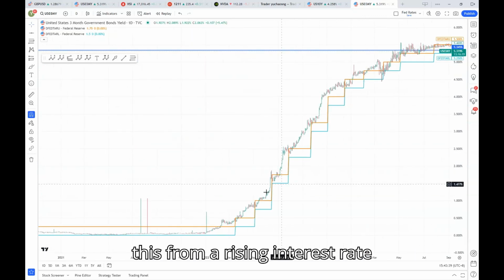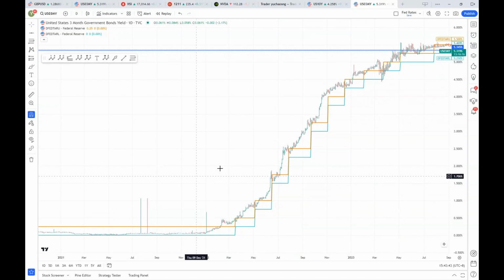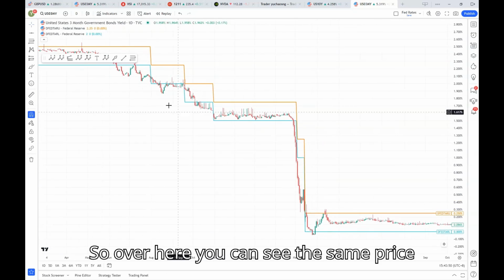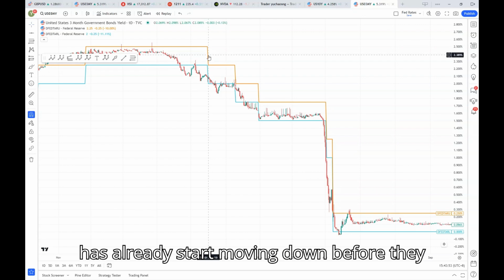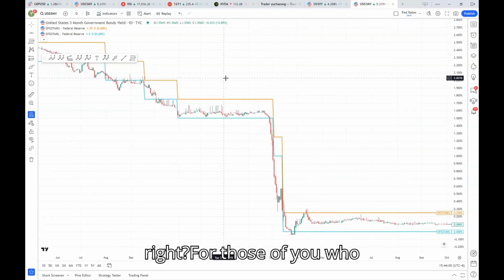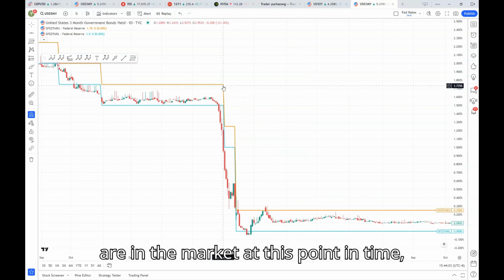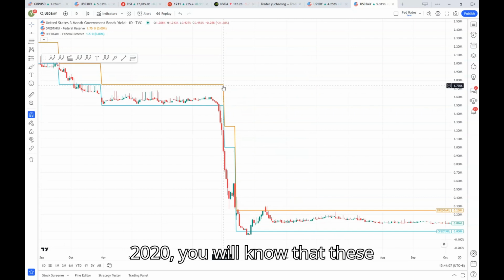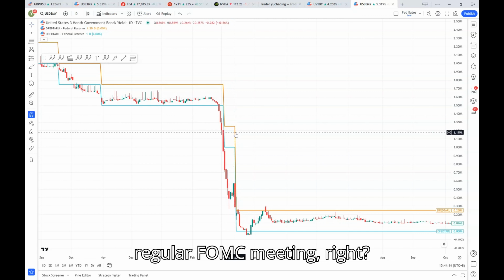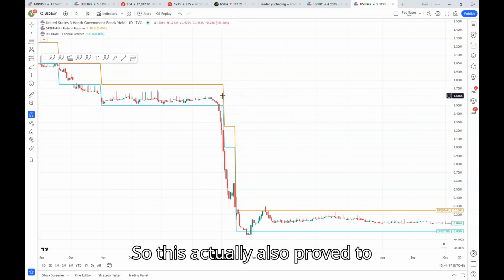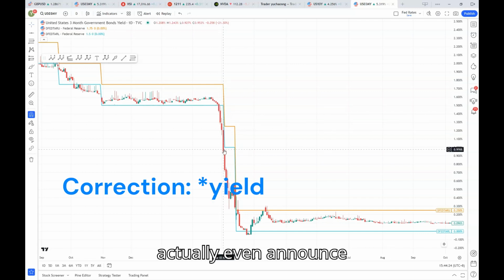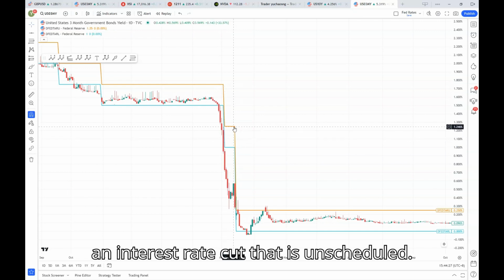Now we have been looking at this from a rising interest rate period. So let's move to the period where they cut the interest rates. Over here you can see the same. Price has already started moving down before they actually cut the interest rates. And what is interesting is, for those of you who were in the market at this point in time, 2020, you will know that these two cuts are actually emergency cuts. They are not part of a regular FOMC meeting. So this also proved to us that if the rate went down too much, the Federal Reserve will even announce an interest rate cut that is unscheduled.